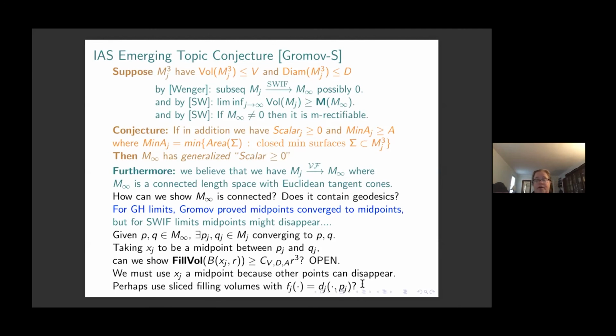This is open. I am giving you a suggestion of what one might try to prove this. Any questions?